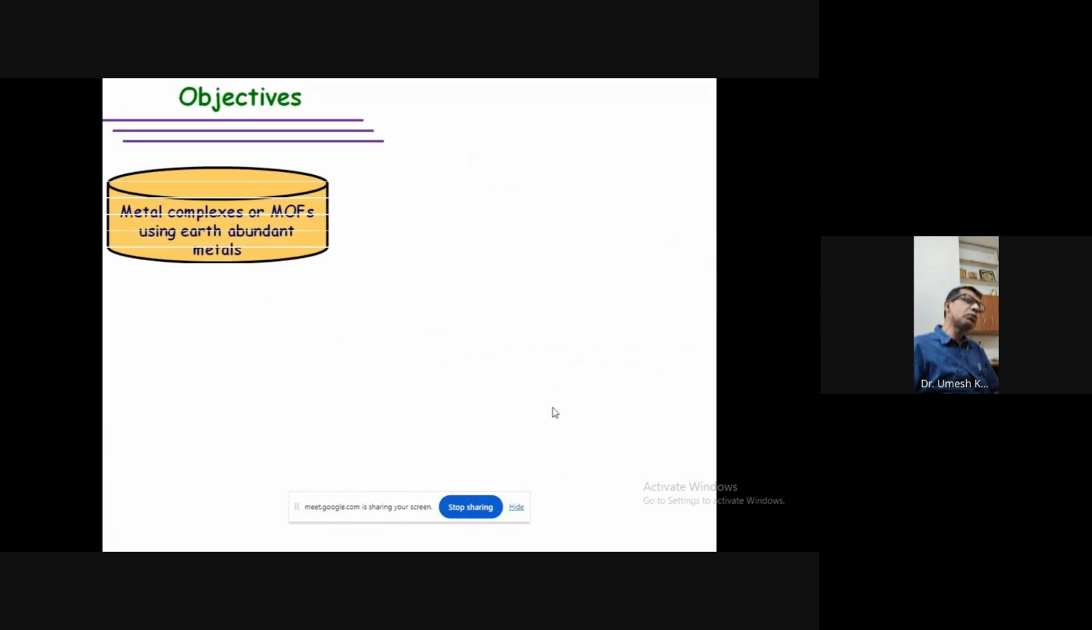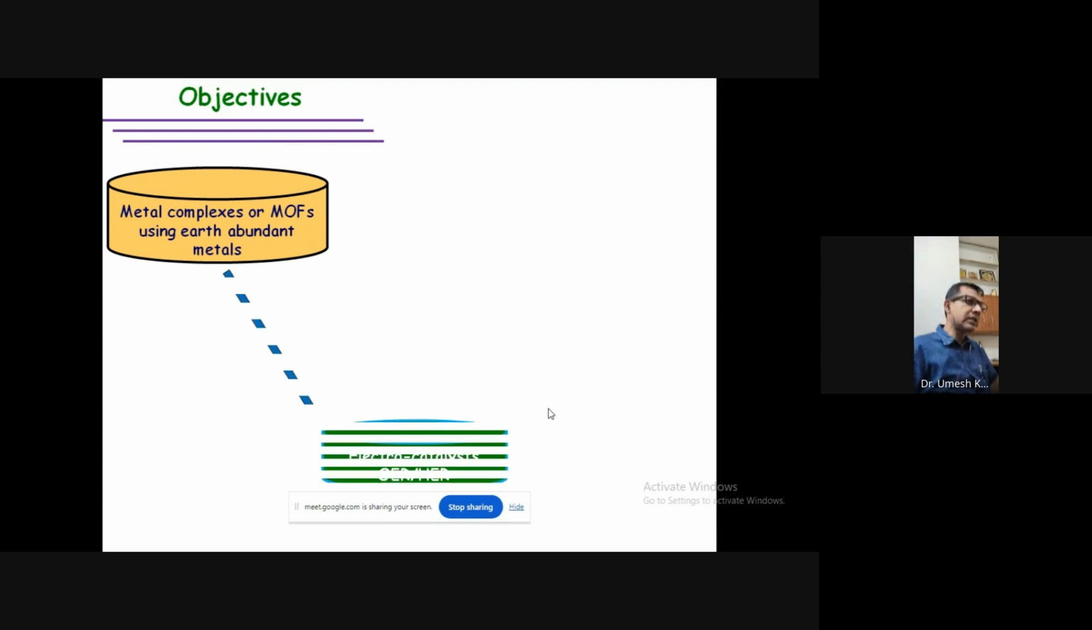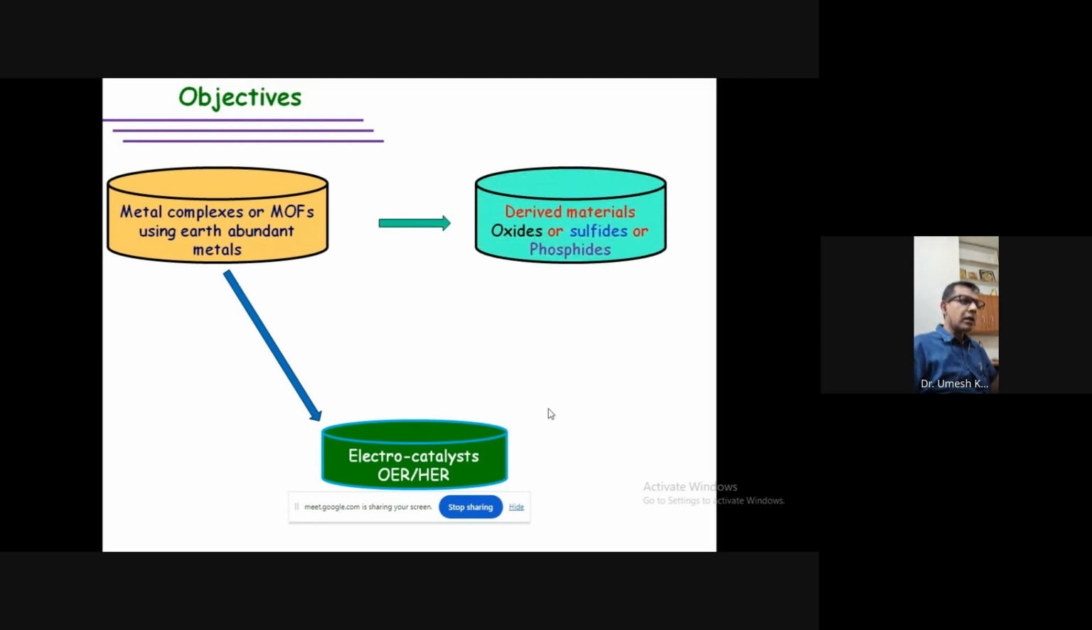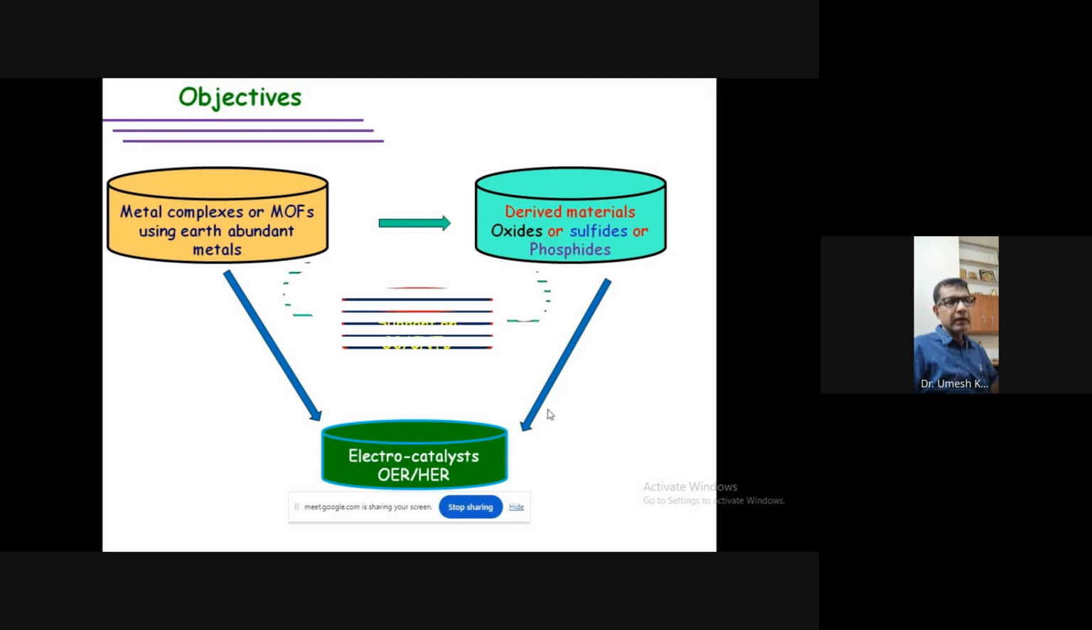Our objective here is to synthesize new metal complexes that should be novel, or metal organic frameworks, using earth-abundant metals. It should be a cost-effective method, and we use them as electrocatalysts for the OER and HER reactions. The second thing is that you can derive materials from these complexes or metal organic frameworks, such as oxides, sulfides, or phosphides, and use them as electrocatalysts.